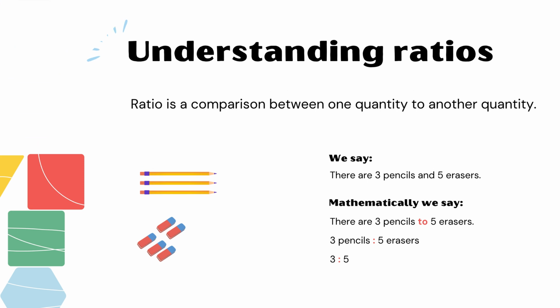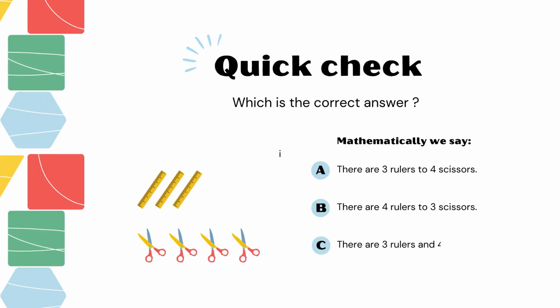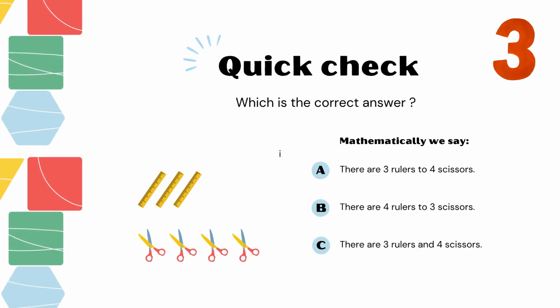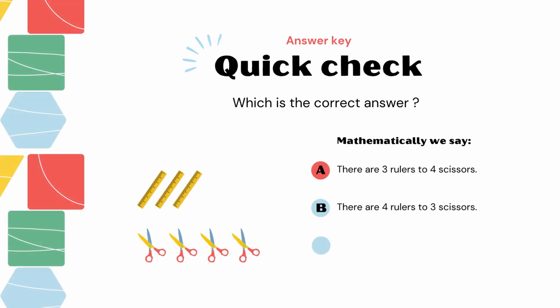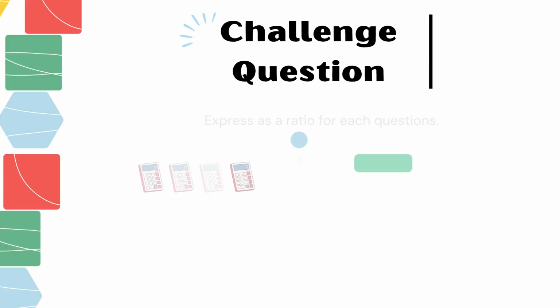Let's do a quick check. Choose the correct answer. Ready to give it a try? Great work! Option A is correct because it correctly shows the ratio as 3 to 4, representing the relationship between the two quantities. Ready for a challenge?